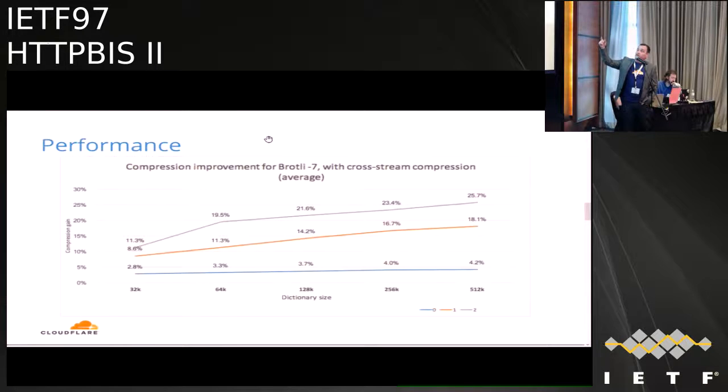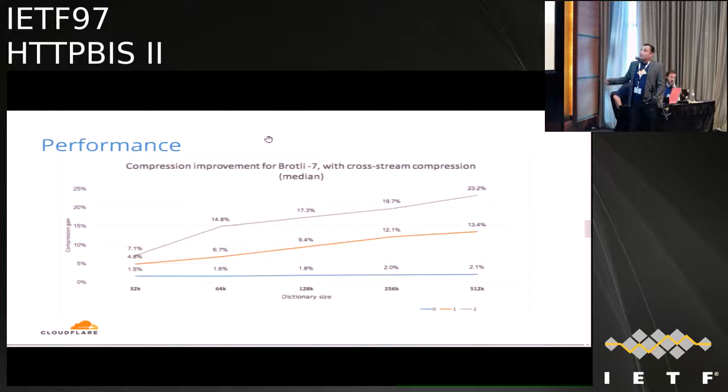But the orange line is when there's another click. So you load the next page on the same website, and then the compression goes up to 18% if you use large dictionaries. That's with Brotli-7, by the way. And if you do another click, that goes up to 25%. And that's a really crazy compression improvement. 25% is not something you can get by just using any other algorithm.